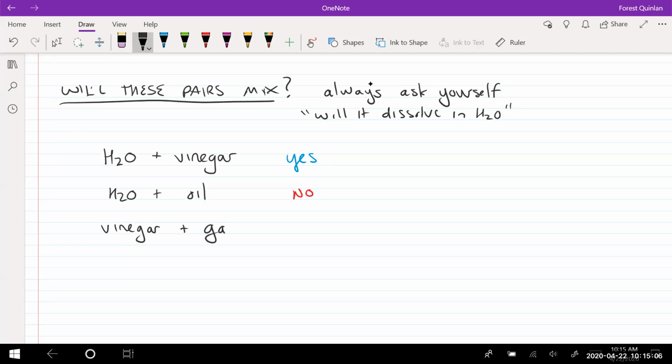Vinegar and gasoline. This is a no. Now, why is that a no? That's a no because while vinegar is definitely polar, gas is non-polar. Now, how might you know that gas and water don't mix? Oil and water. Yes. Because oil and water, right?